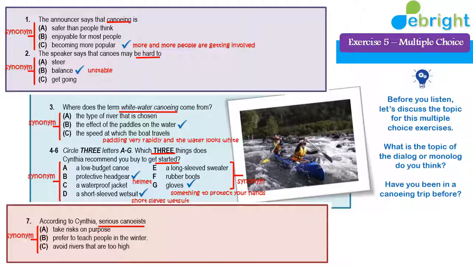Great. So, the correct answer is choice A. Take risks on purpose. How come? What's the synonym? Deliberately look for dangerous rivers. Great. So that's a wrap for this episode.